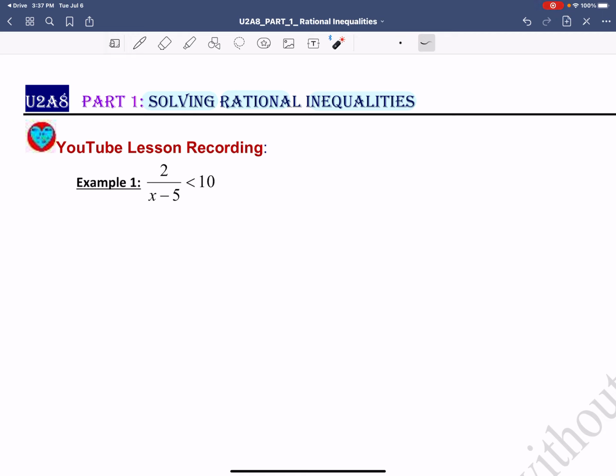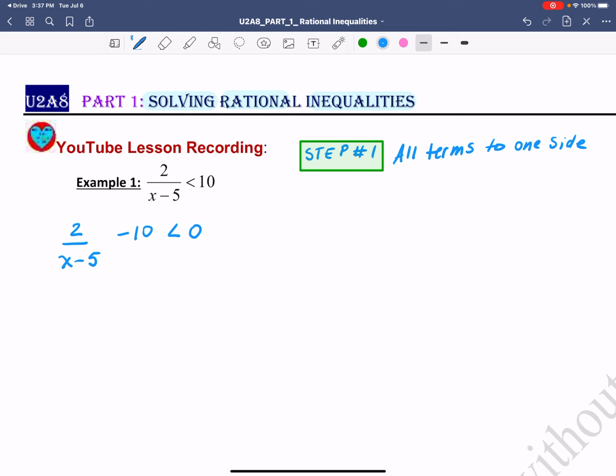Here we have 2 over x minus 5 less than 10. Just like in polynomial inequalities, step number 1, take all the terms to one side of the inequality. So all terms to one side, and we want to leave just 0 on the other. It doesn't matter which side we pick. I usually prefer to take all the terms on the left side. So we have 2 over x minus 5 minus 10 less than 0.